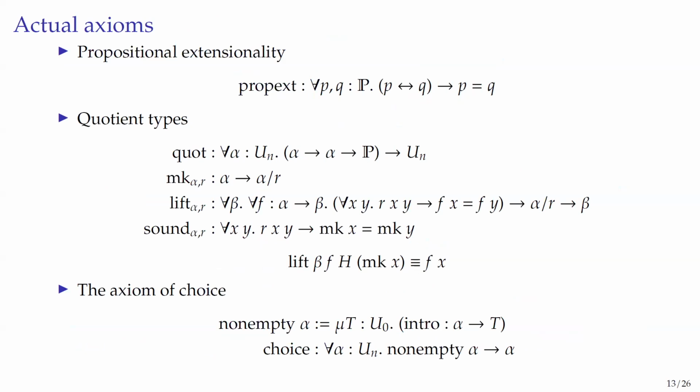Those are propositional extensionality, quotient types, and the axiom of choice. And so this project is basically formalizing the metatheory of this entire thing, including the 3 axioms.